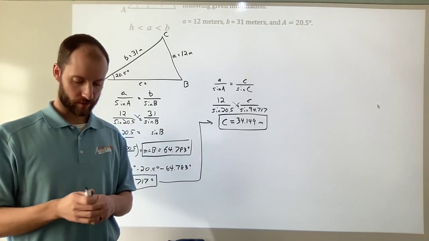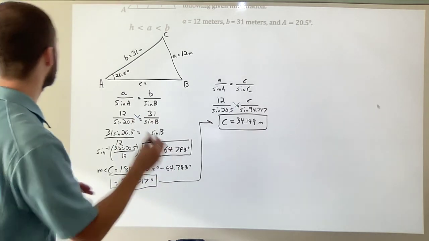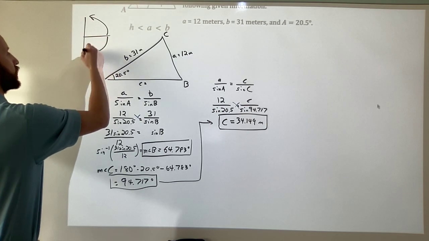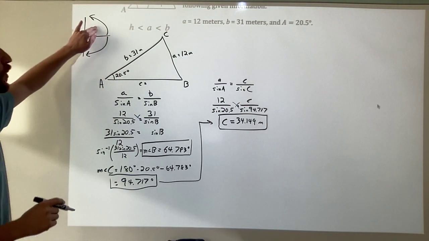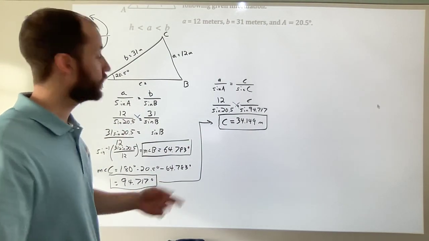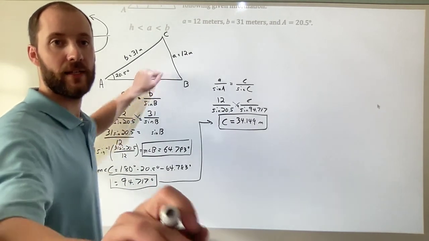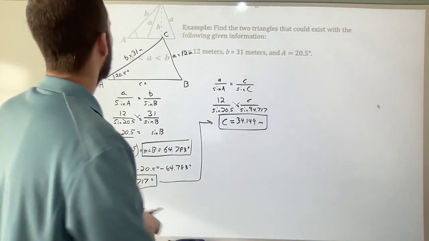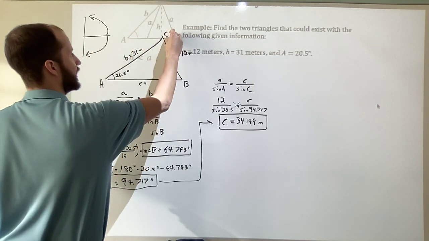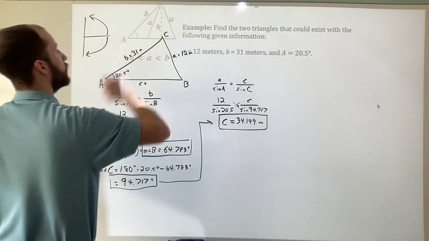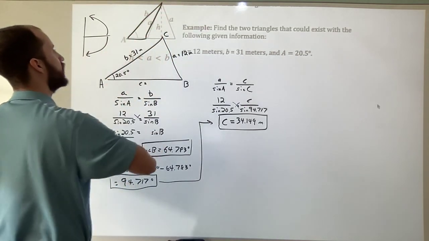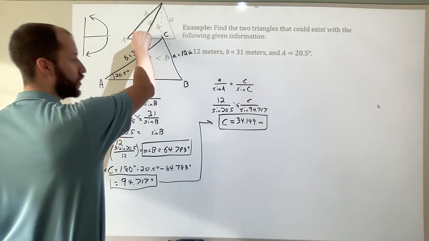But here's the thing. Remember, inverse sine, if you remember from chapter 4, comes from quadrant 1 and quadrant 4. So the calculator, there are two possibilities, right? Let me scroll just a little. There could be this triangle, which I've drawn, where this angle is acute. But there's also the possibility of this triangle, where the angle is obtuse.